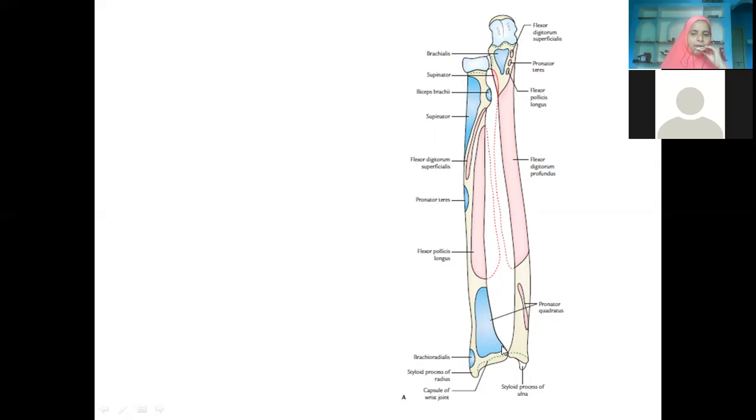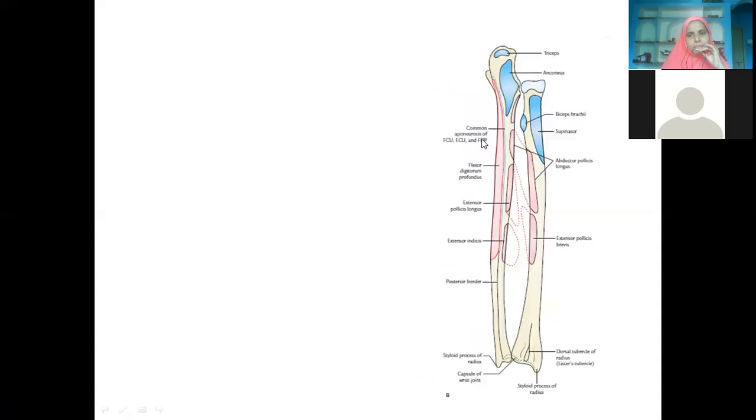And you can see lower end is giving attachment to the capsule of wrist joint. Upper end will be giving attachment to the capsule of elbow joint. Okay, these are anterior attachments. Now coming to the posterior, the supinator's insertion is continuing here. Biceps brachii is also seen from this aspect.